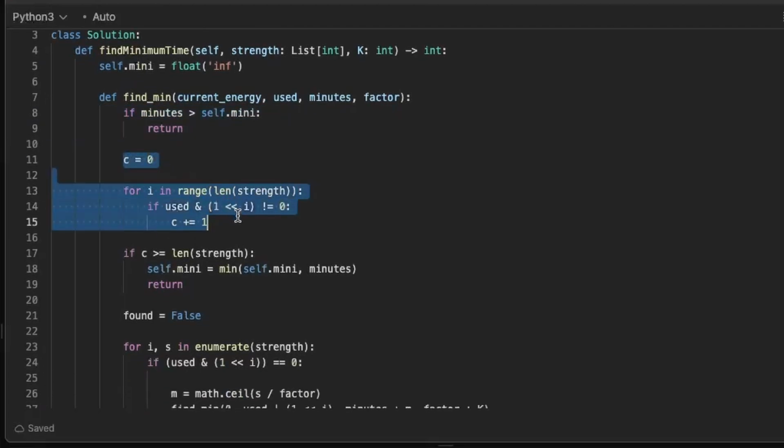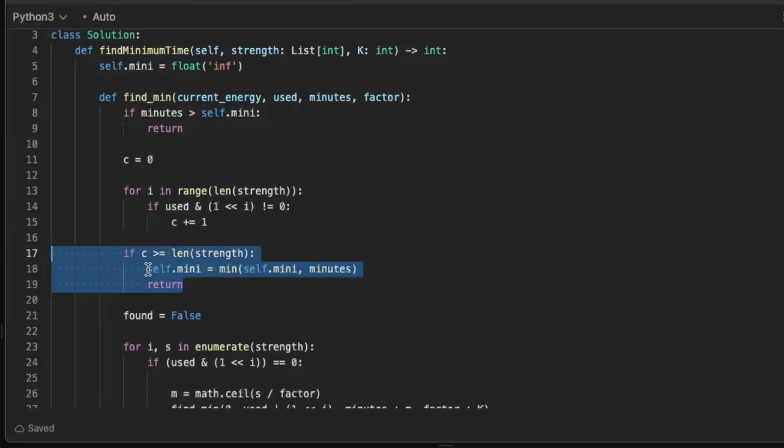Then what we're going to do is check and see if we're done with the problem. So we're going to have this C, and this stands for the number of bits that are currently set. And if we go through every bit in strength and we see that they're all set, for example, if every bit in our integer is 1, this means that we've broken every lock here. So what we can do then is just record our answer. Basically, if it's smaller than what we have already, then let's set that as the minimum. Otherwise, just keep our current answer and then return because we've already broken every lock. So we can just go back and try a different path.